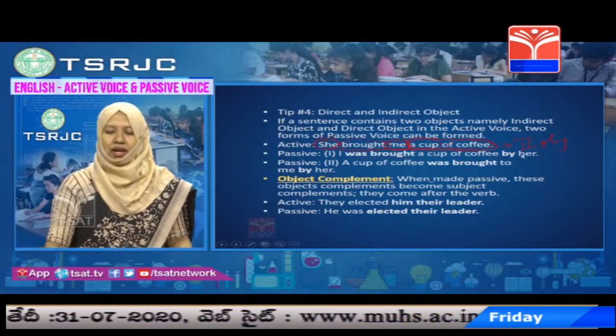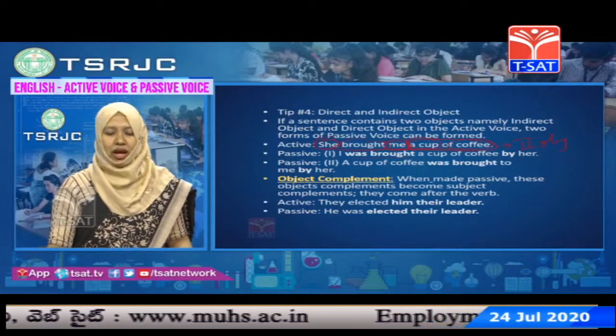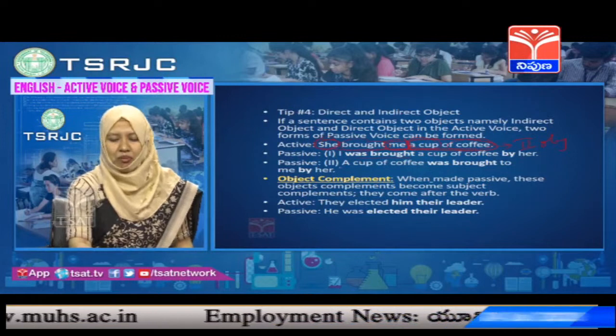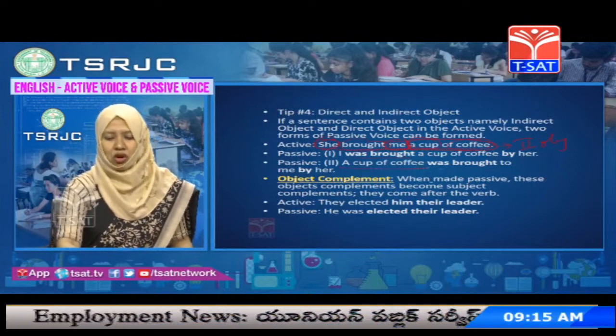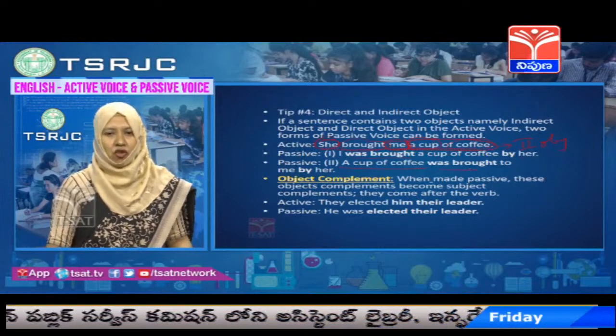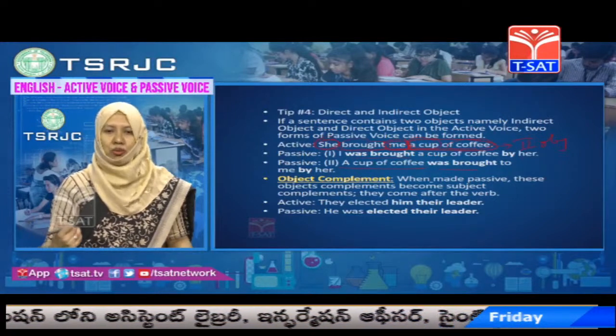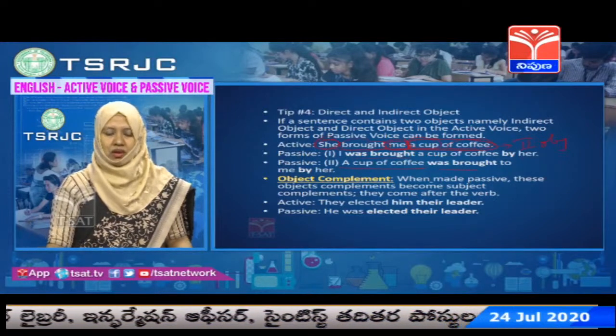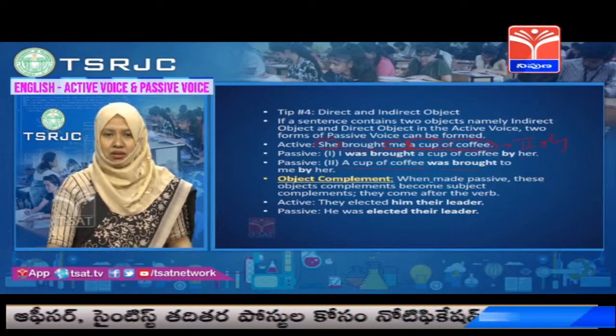If we take the indirect object first and start the sentence with it, a cup of coffee was bought to me by her. A cup of coffee was bought to me by her. I hope this is clear.